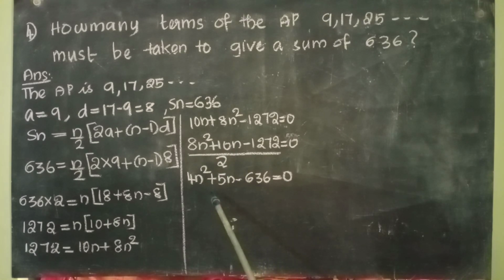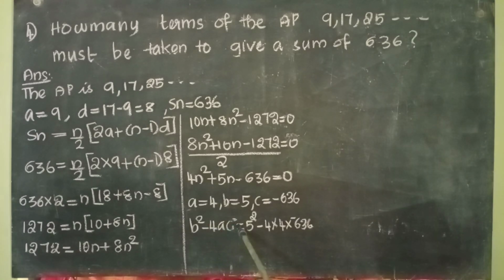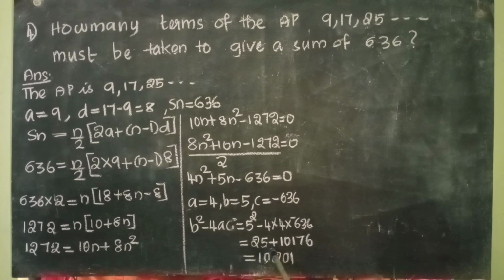Now we can find out n by using the quadratic formula. First, we can find out b square minus 4ac. b square minus 4ac equal to 5 square minus 4 into minus 636, because a equal to 4, b equal to 5, c equal to minus 636. That is equal to 25 plus 10,176, that is equal to 10,201.